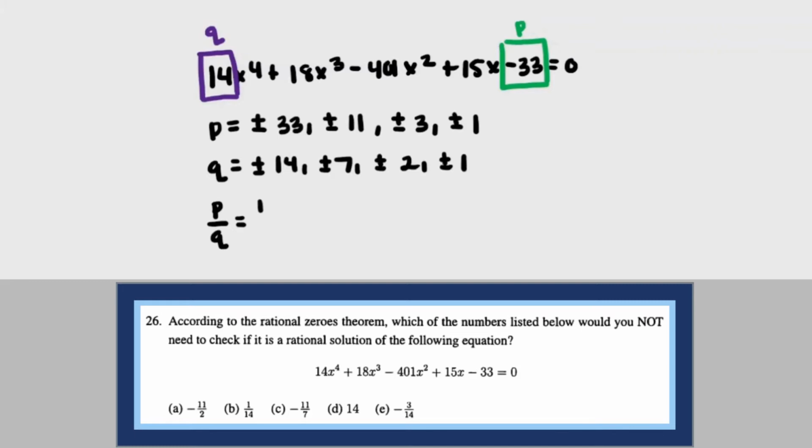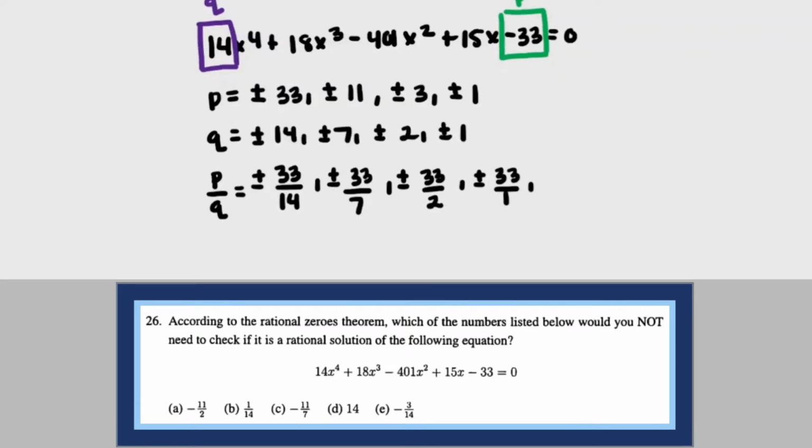So we'll do plus or minus 33 over 14, and we'll do plus or minus 33 over 7. This is going to be a long one, just warning you. Plus or minus 33 over 2, and then we have plus or minus 33 over 1.